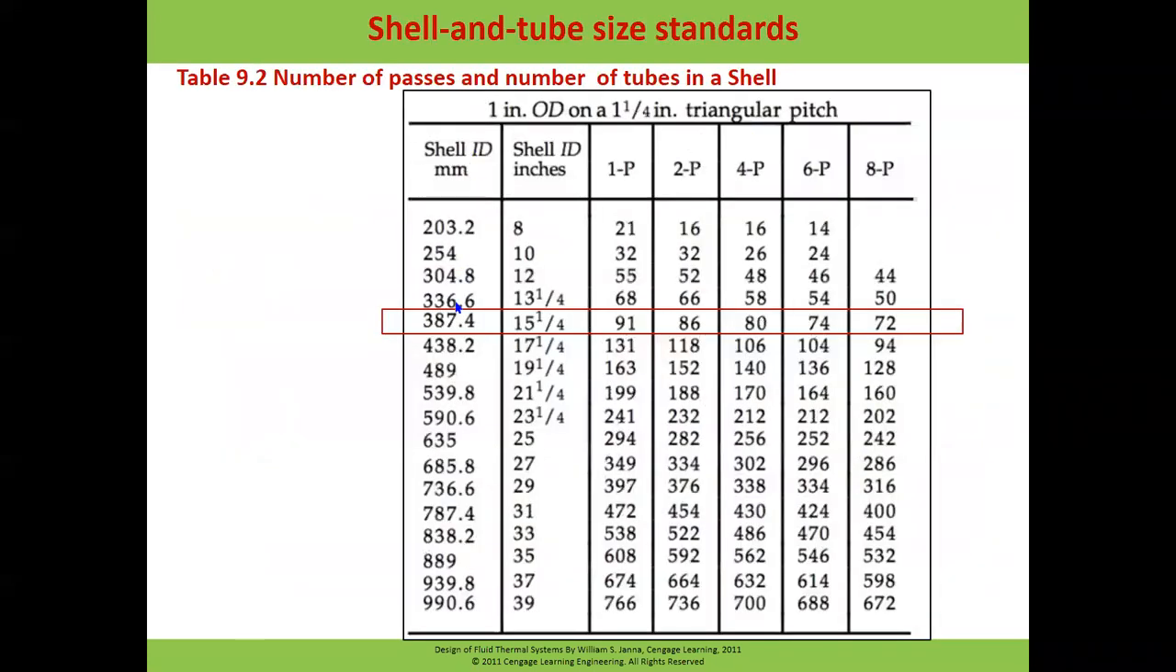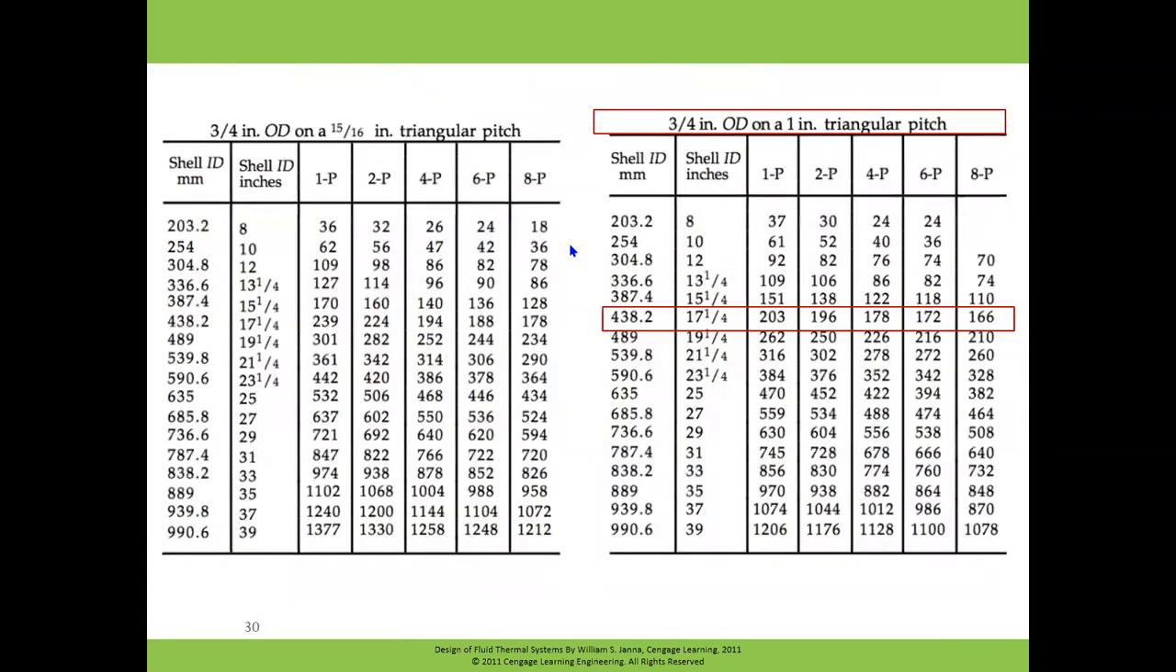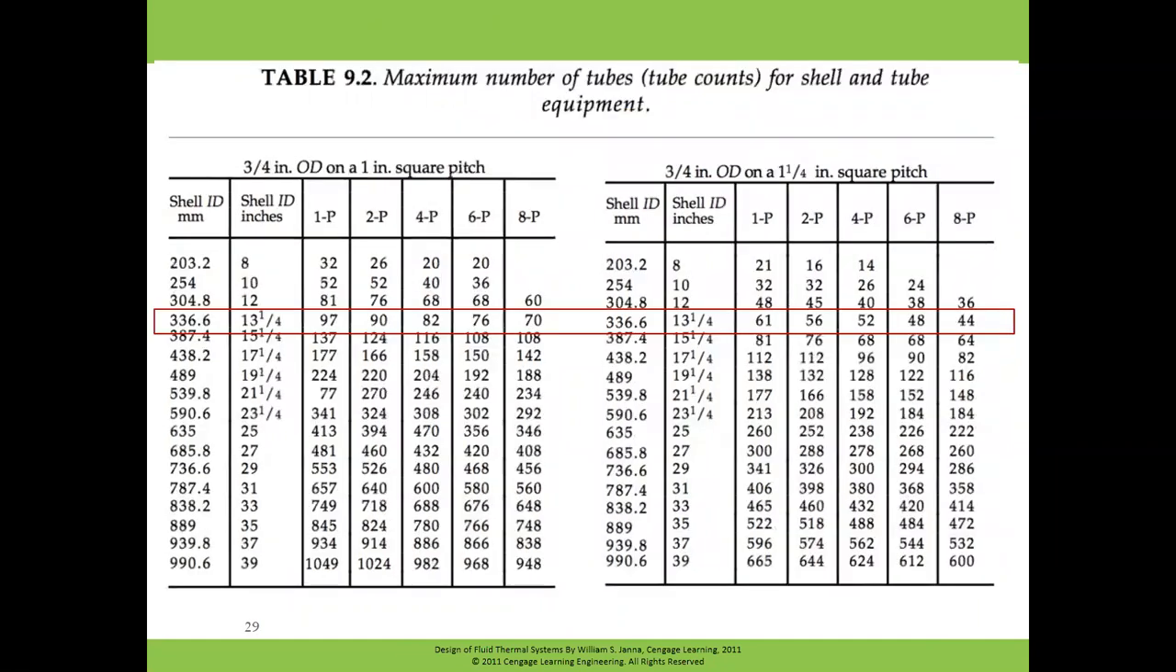And correspondingly, we have the shell size: the shell outer diameter, the inner diameter of the shell, and the number of passes. Depending upon the passes, there are different numbers of tubes. So we are free to choose any size from anywhere within these 5 tables. But we have chosen this size. The inner diameter of the shell is 336.6 millimeter. The tube outer diameter is 3/4 inch, the pitch is 1 inch, and the distribution is square. So this is what we are choosing.